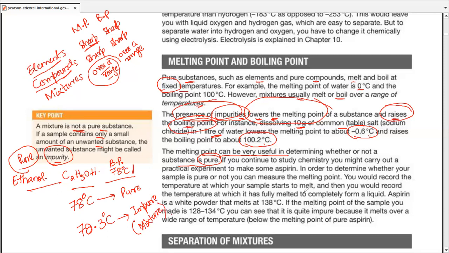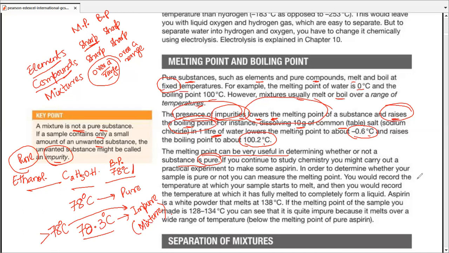Make sense? Yes. Sometimes they don't give you an exact point. Sometimes they tell you that it went over 78 degrees centigrade. Going over 78 degrees centigrade also gives you the same idea. It's impure. Because anything above 78 in case of boiling point gives you the idea that there was some impurity involved. It was a mixture. It wasn't a pure compound.